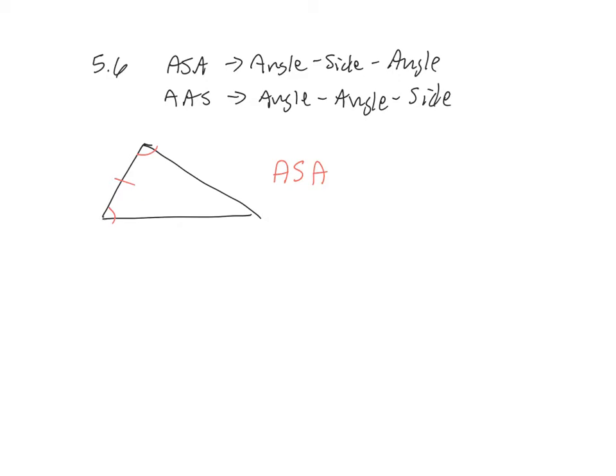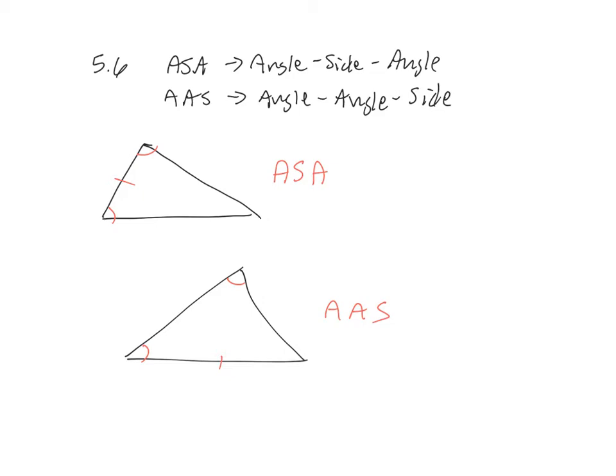Okay, so the angle, angle, side is the only one that really doesn't go in order. It's going to be any two angles, but then one of the other sides, not the included one. So basically, if you have two angles and a side congruent, you're going to have a congruent triangle. It might be angle, angle, side, or it might be angle, side, angle, depending on which one of the sides is congruent.